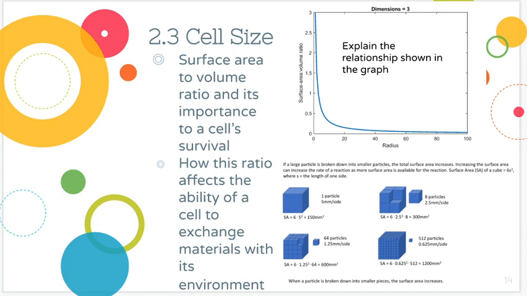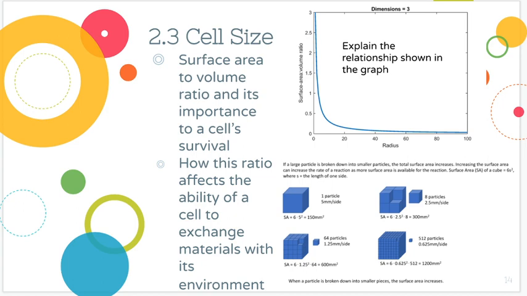And if you look at the graph above, because remember, cells aren't square. Normally cells are not square in shape. In fact, most cells are not square in shape. But the graph above shows the relationship between surface area and volume for a sphere. And so notice what the relationship is between the surface area to volume ratio and the radius of that sphere.